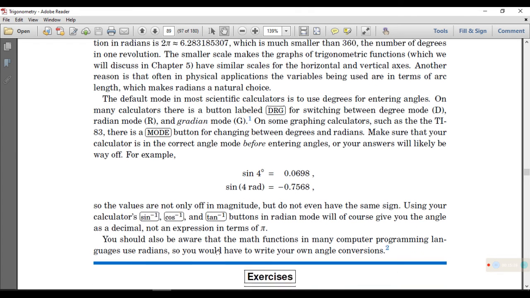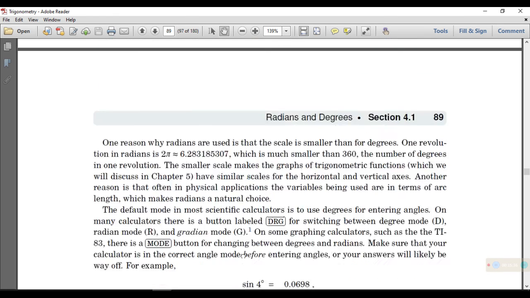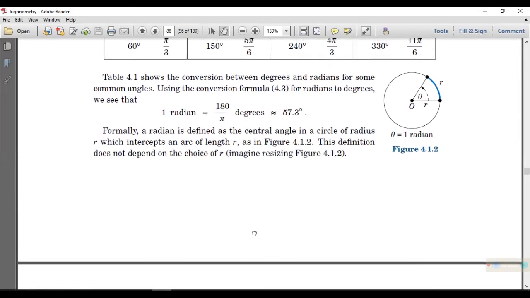Okay. So just be careful ha. If you are given a measurement in degrees, dapat naka-degree mode kayo. If you are given measurements in radians, dapat naka-radian kayo. Okay?